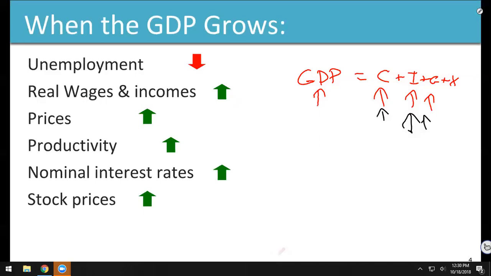Generally speaking, we're buying new tools and equipment. The computers we're buying now are faster than the ones a couple years ago, right? Again, so productivity is going to go up. Our workers can work more, can work better, can work faster as the economy is expanding.